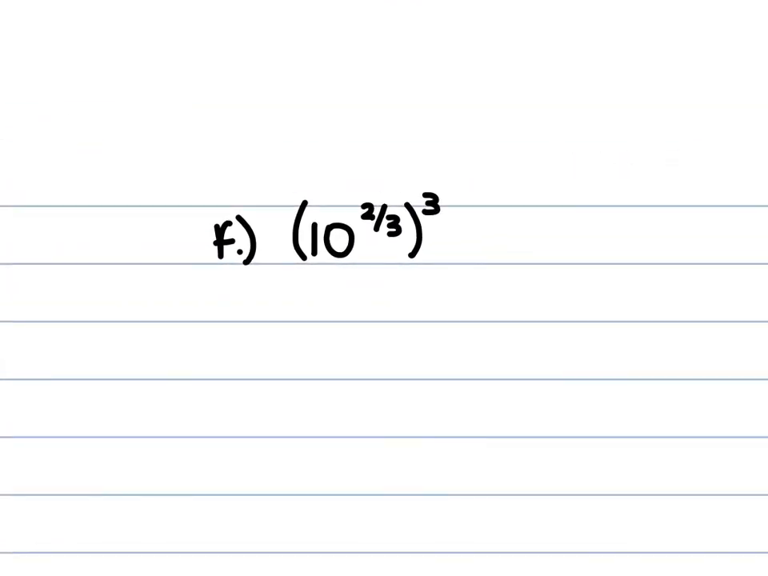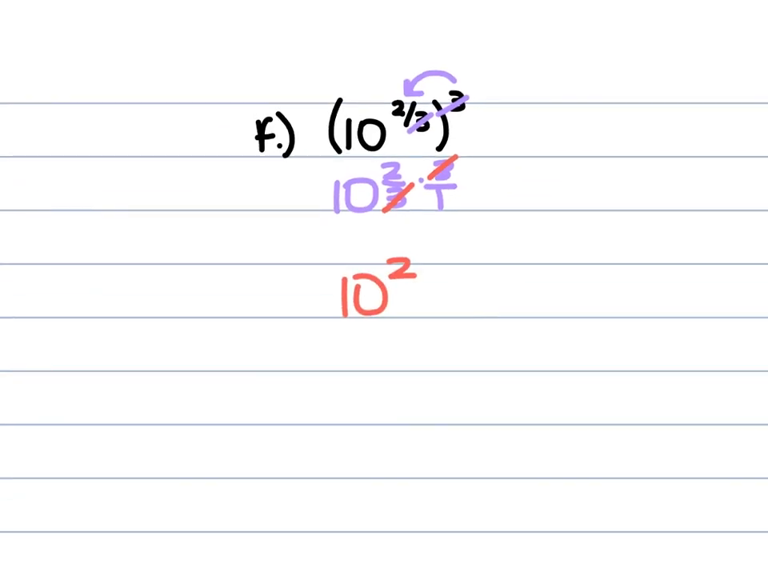For F, we have 10 to the power of 2/3 raised to the 3rd power. So we're going to multiply these two. Those 3's would cancel out, so it's just going to be 10 to the 2nd power. Let's rewrite this so that way you see exactly what I'm doing. So it's going to be 10 to the 2/3 times 3 over 1. So the 3's are going to cancel. We're just going to have 10 to the 2nd power. There we go, which is 100.